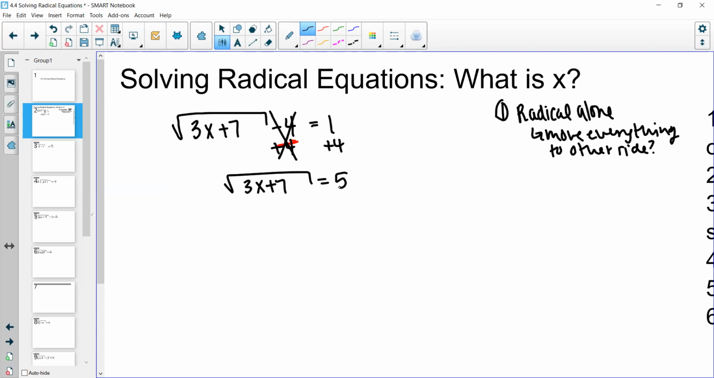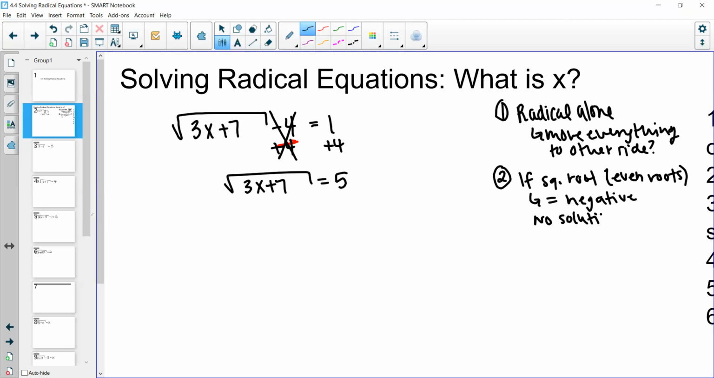Now that we're at this point where it's all alone, one thing that we need to do, an intermediate step, a kind of step 2, is check if it's a square root, or really any even root, so a 4th root, a 6th root, an 8th root. If it's an even root, then we want to see if it equals a negative number. If it equals a negative number, we're actually going to stop, because if it equals a negative, there are no solutions.